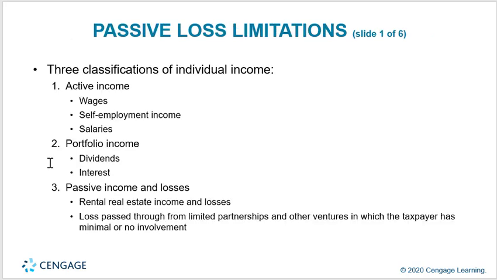So there are three classifications of individual income: active income, portfolio income, and passive income. Active income includes wages, self-employment income, and salaries. Portfolio income includes dividends and interest. And passive income and losses are rental and real estate income and losses, and losses passed through from limited partnerships or other ventures in which the taxpayer has minimal or no involvement.